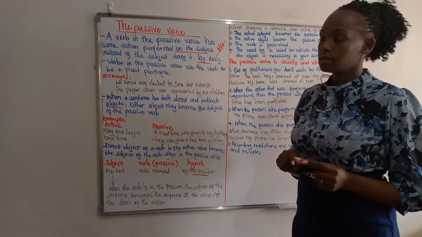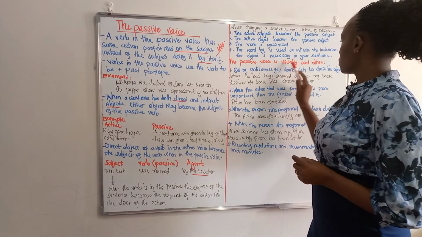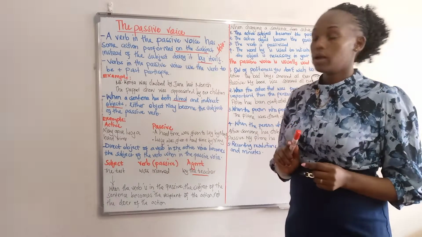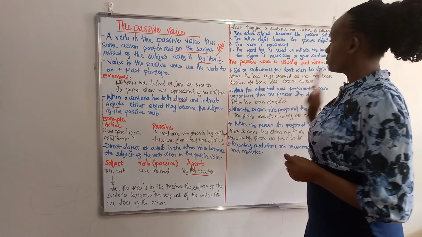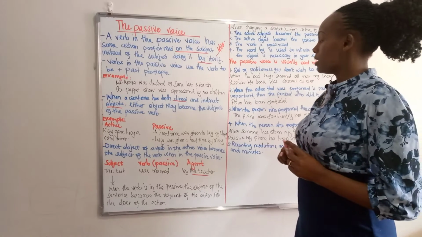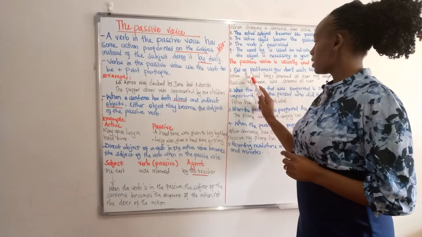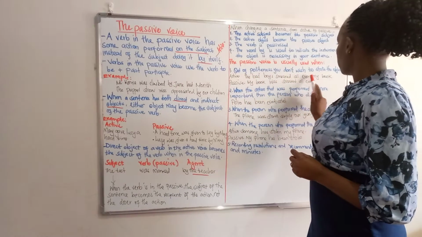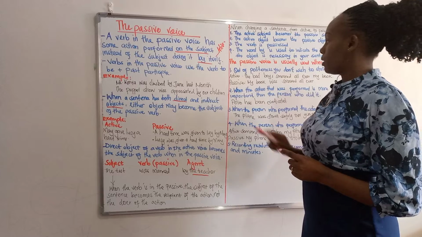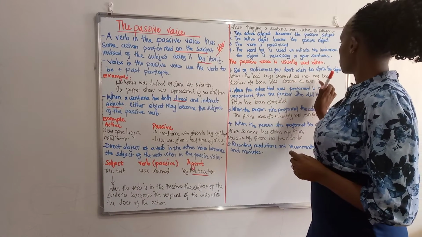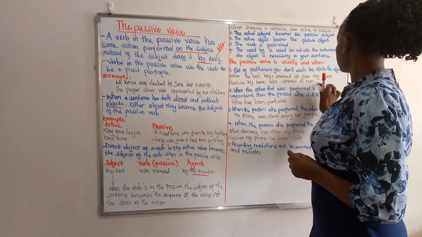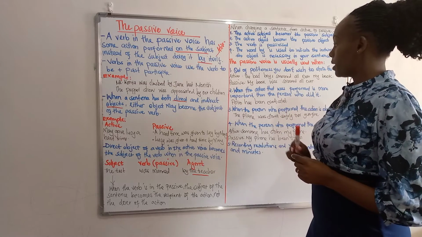Now, the passive voice is usually used when, 1, out of politeness, you don't wish to state the object of the sentence. Example, active voice, the bad boys smeared all over my book. Now, in passive, my book was smeared all over. We do not wish to state the subject, here, by the bad boys.